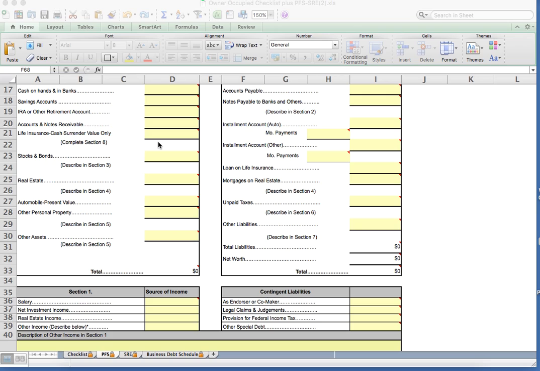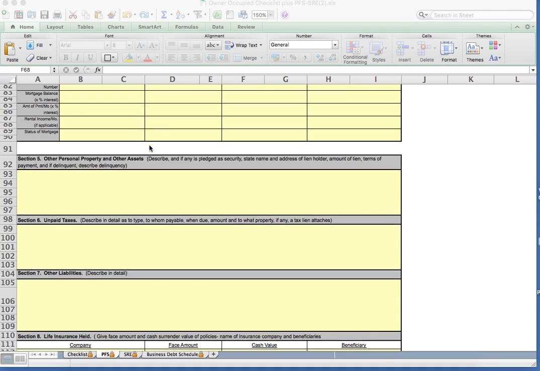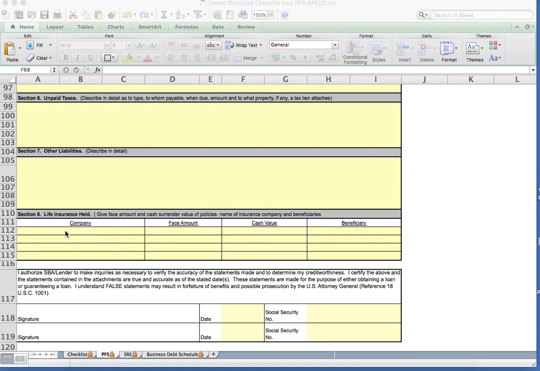Life insurance. Again, this is only if it is a cash surrender value for you personally. Again, not for the business, but just you personally. You will put that amount that is the cash surrender value only in this particular section. And you can scroll down to section 8 in order to identify what company that is with, what is the face amount of the policy. You can get this from your actual statement. What is the cash value and who are the beneficiaries of this policy.